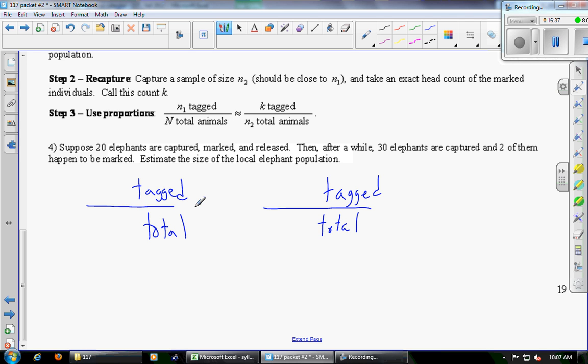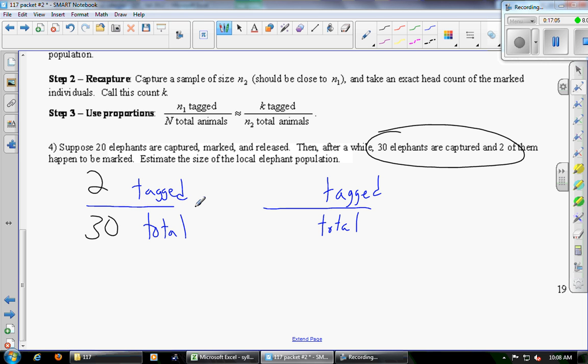So let's look at the recapture part first. This data right here. How many elephants were tagged on the recapture? How many elephants already had tags on them? 2. There were 2 tagged out of how many elephants? 30. Everyone buy it? That's the recapture number. Out of the 30 elephants we captured, 2 of them already had tags.